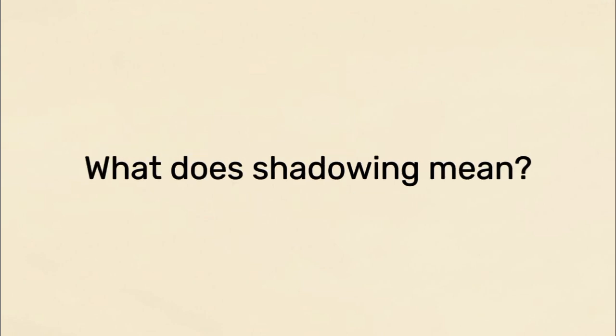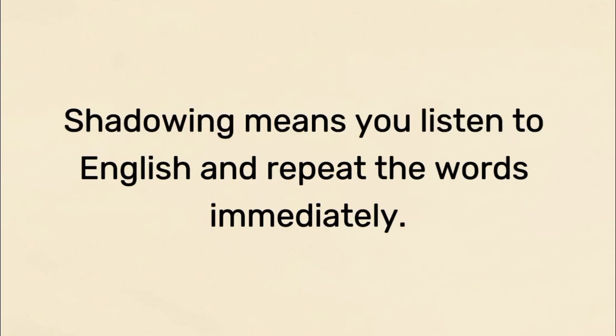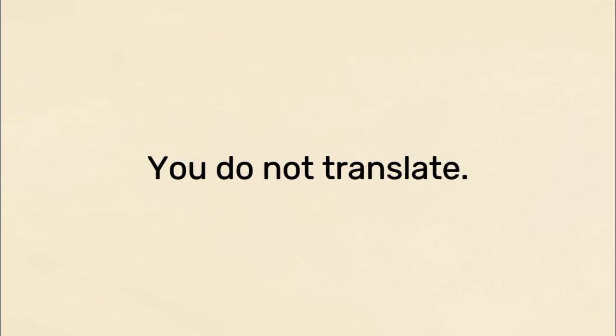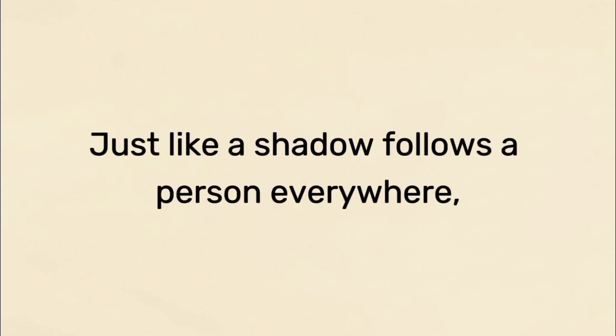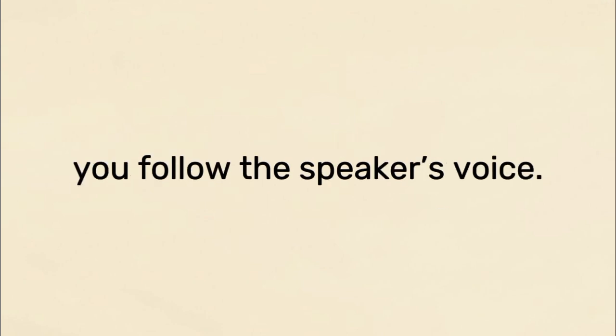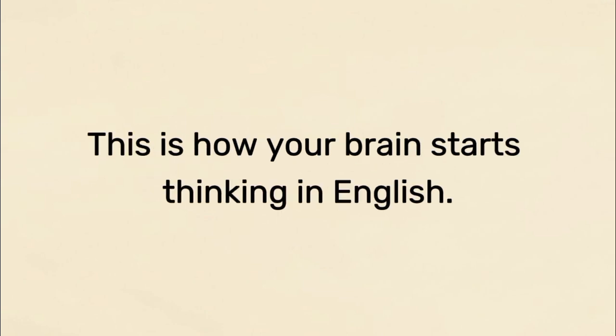What does shadowing mean? Shadowing means you listen to English and repeat the words immediately. You do not stop. You do not translate. You do not overthink. You listen. You repeat. That is it. Just like a shadow follows a person everywhere, you follow the speaker's voice. You copy the words. You copy the speed. You copy the tone. You copy the emotion. This is how your brain starts thinking in English.